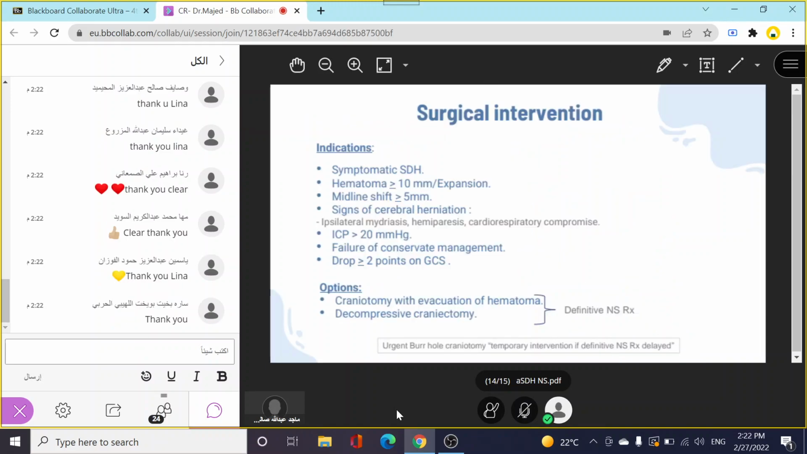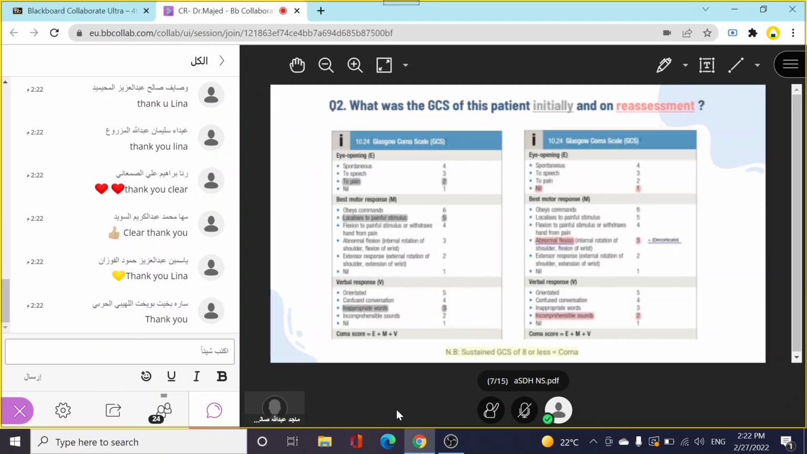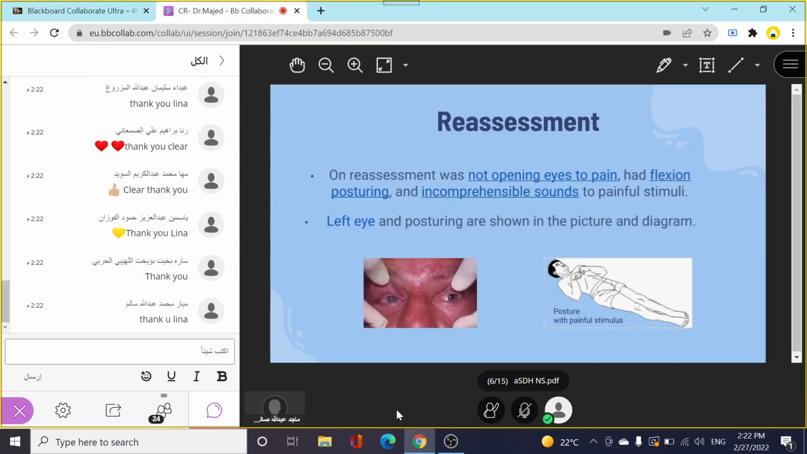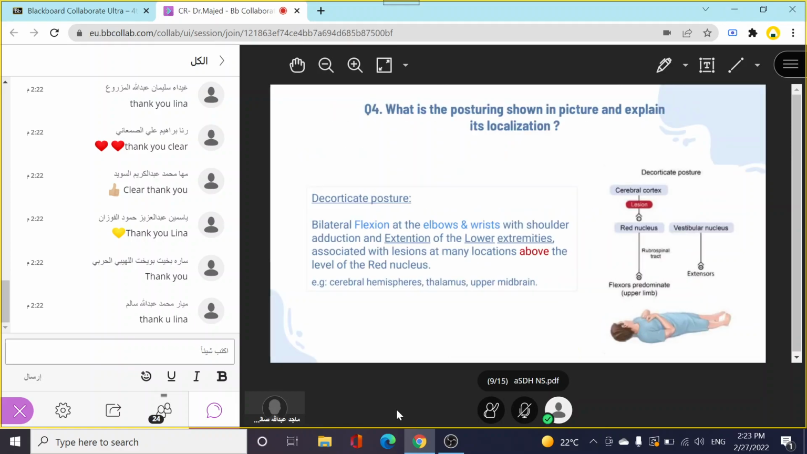Just 2 notes about the presentation. You mentioned the Glasgow Coma Scale and the decorticate posture. Usually we don't use the Glasgow Coma Scale for decortication. It's about the position of the patient. It's not about pain stimulation and how the patient moves. So it doesn't relate to it. Okay, this is just one point.